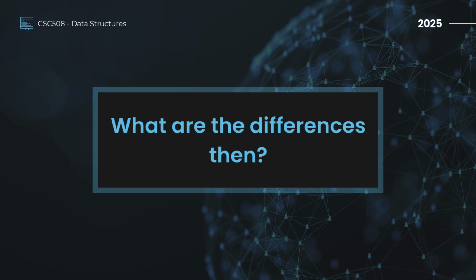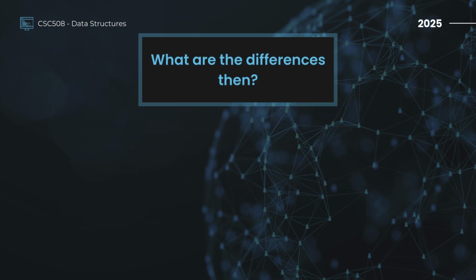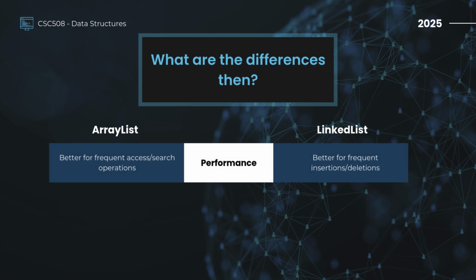So what makes it different from array list and when should we use each? Let's start with performance. Array list is better when you access or search for elements often. You can just grab the value directly using the index. Linked list, on the other hand, is more efficient when you're inserting or deleting elements frequently, especially in the middle or start of the list. That's because this updates a few pointers instead of shifting everything like array list does.